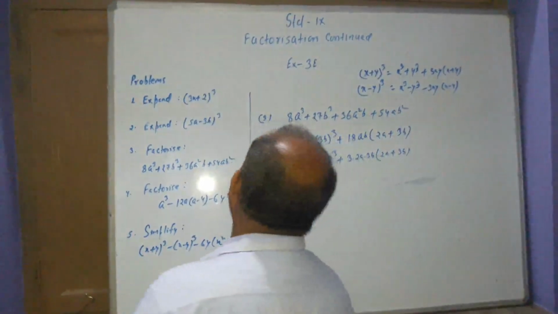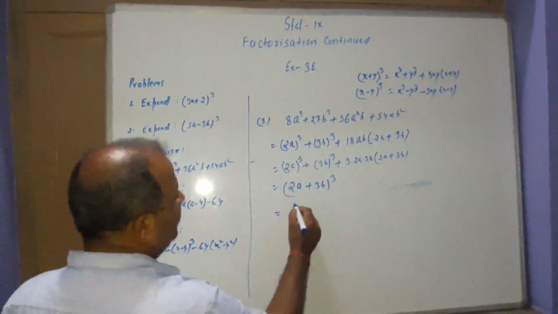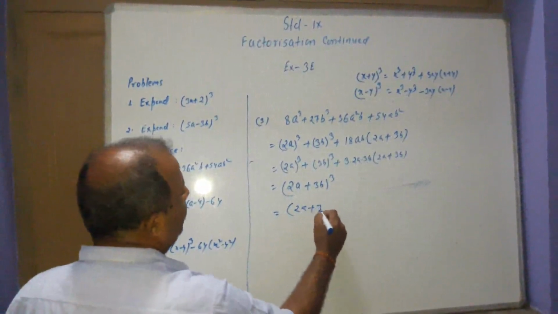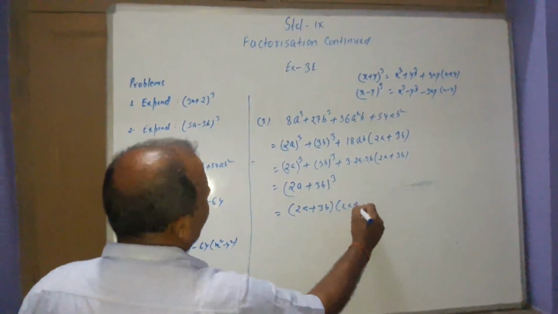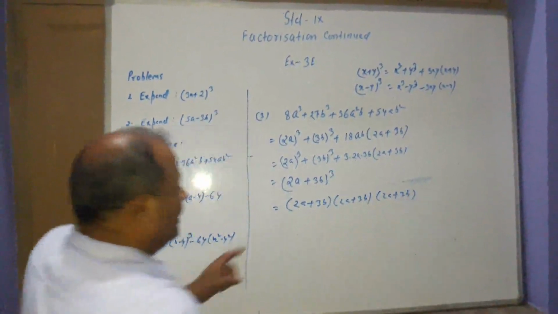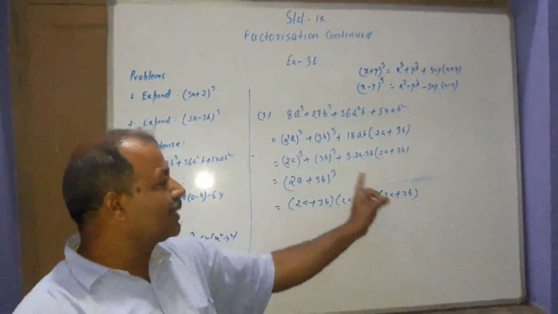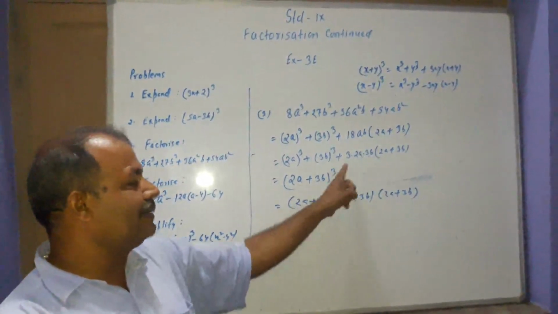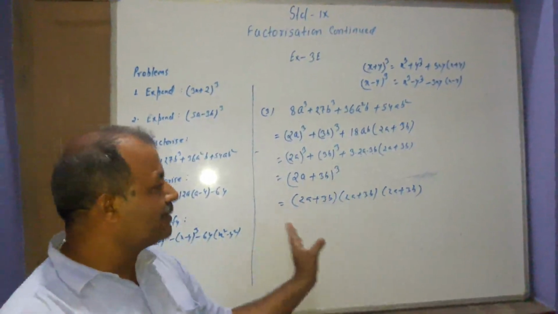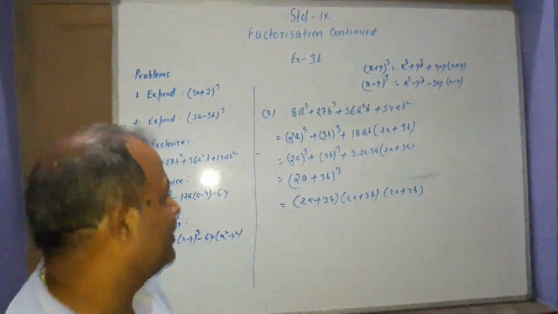Here we have to factorize it, and therefore it will be written as 2a plus 3b, 2a plus 3b, 2a plus 3b. I have written the same term 2a plus 3b 3 times because the power of 2a plus 3b is 3. Now this is the factorized form of this algebraic expression.